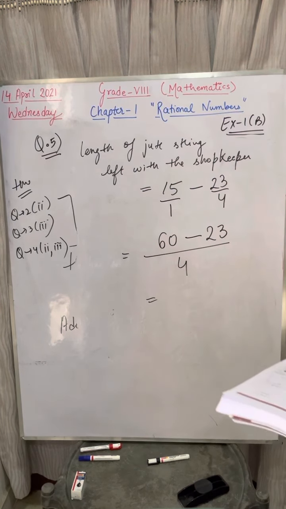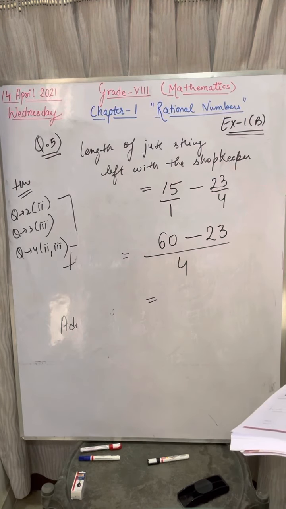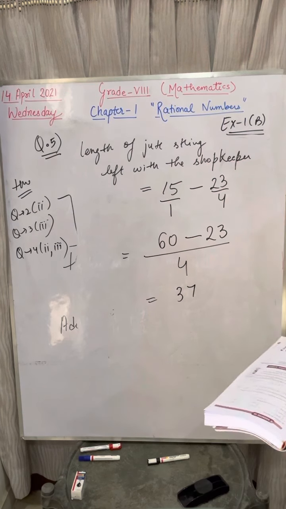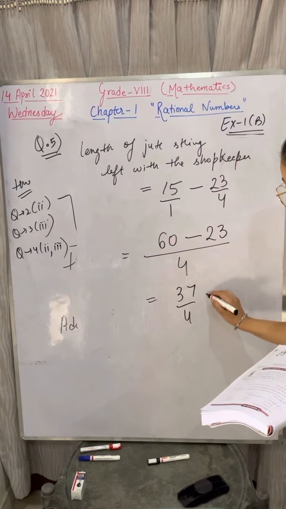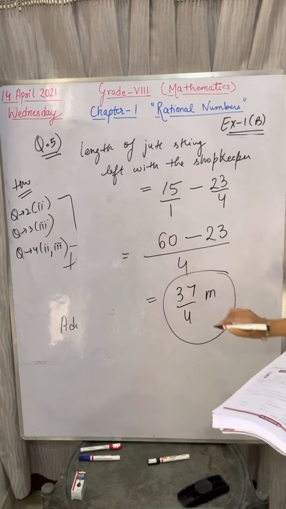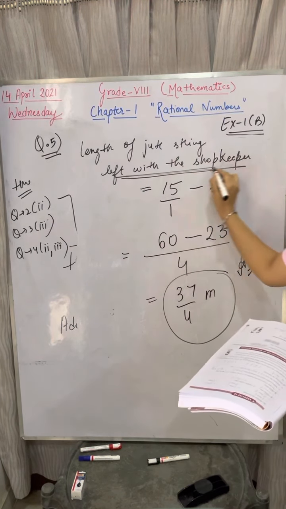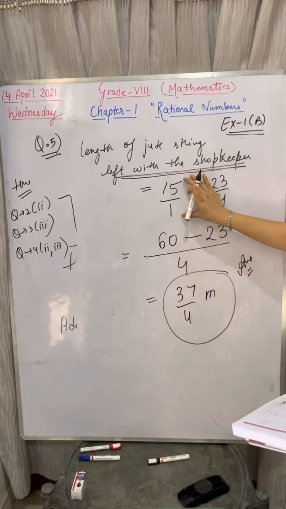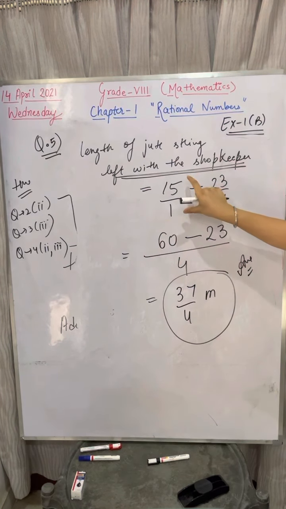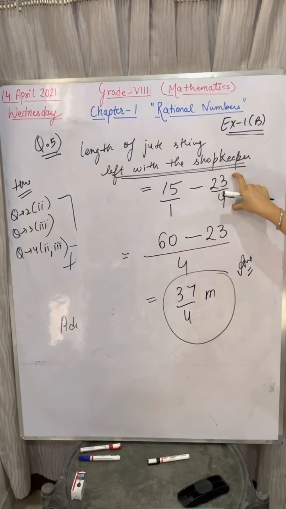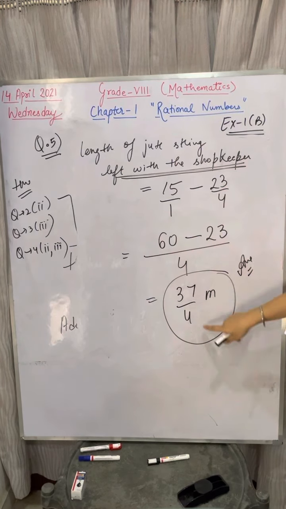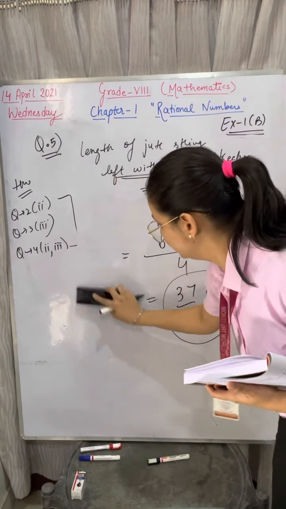Okay, now please subtract both the values. 60 minus 23, that is 37. Okay, 37 upon 4 meter. This much length of the string is left with the shopkeeper. Okay, this was the total length, and from the total length you have to subtract how much he has sold. So subtract this from the total length and take out the answer. Your answer will be here.